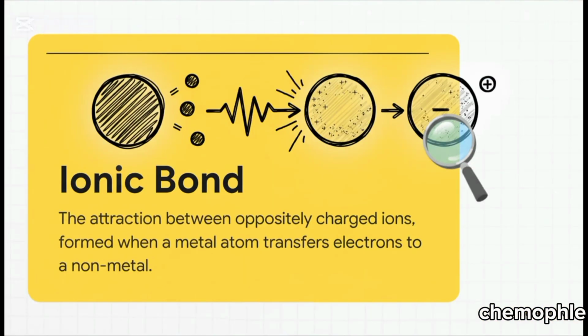So, at its core, an ionic bond is all about a transfer. A metal atom literally gives away an electron, and a non-metal atom swoops in and grabs it. This little exchange turns them into charged particles called ions, and, well, opposites attract. Their opposite charges lock them together like super strong magnets.